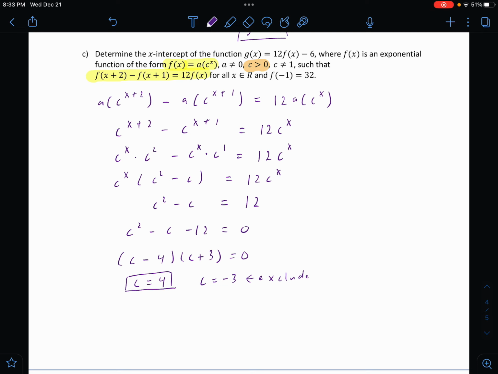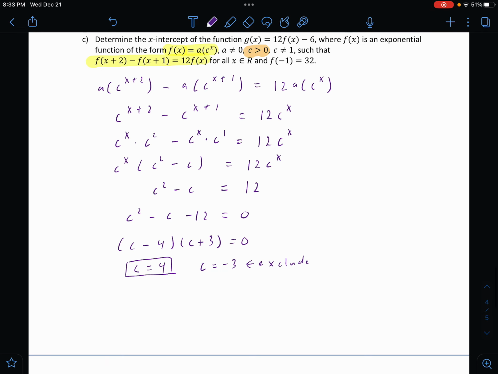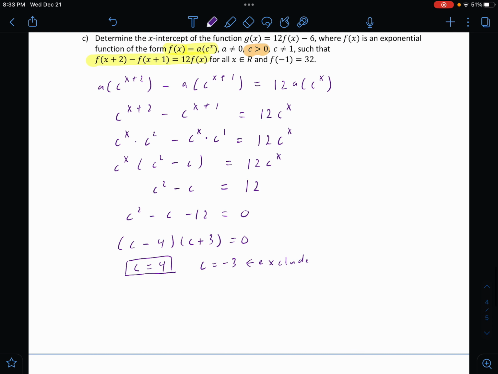So if we go back to our equation for f of x, we have f of x is equal to a times 4 to the exponent of x. We have our base now. Now another thing we know is that f at negative 1 is 32.